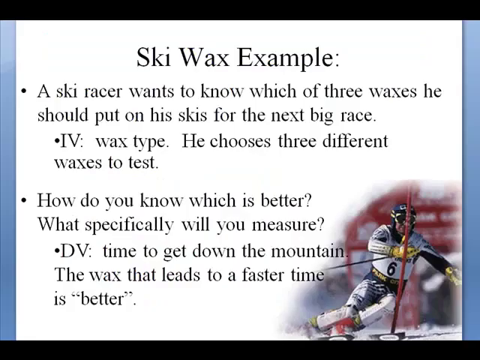Ski wax example. A ski racer wants to know which of 3 waxes he should put on his skis for the next big race. The independent variable in his little experiment, because he's going to try out 3 different types, would be the wax type. He chooses to test 3 different types of waxes. And then how do you know which is better? What specifically is he going to measure? Well, he's probably going to measure something like speed or the time it takes for him to get down the mountain. And then the wax that leads to a faster time is better.